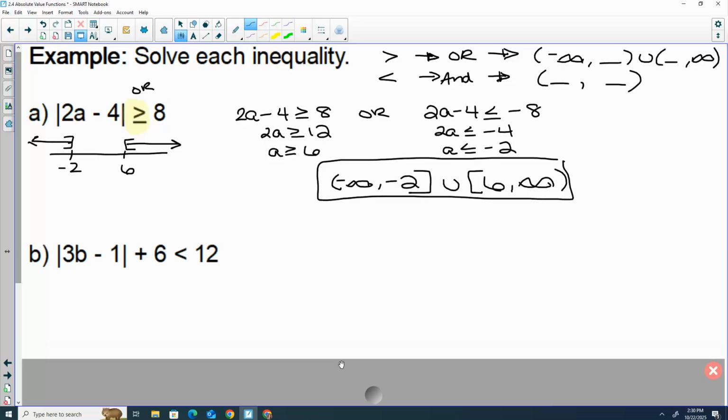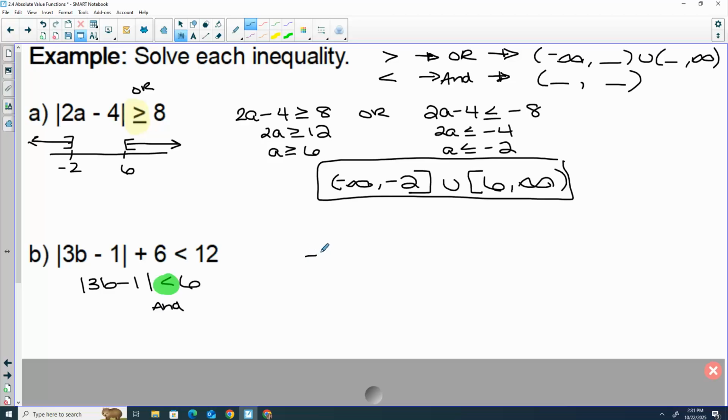Okay, let's look at this one. What would I do first? Isolate. So subtract our 6. Alright, once it's isolated, I look. Less than. What does less than mean? And. Okay, I know ands are just going to be in between two numbers.